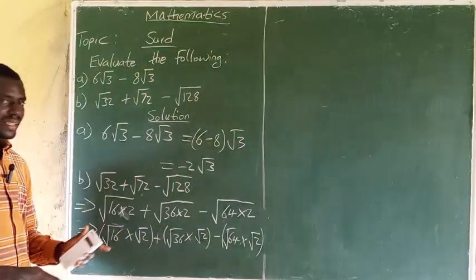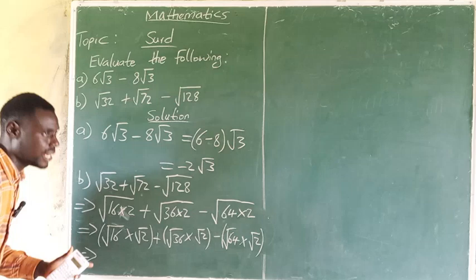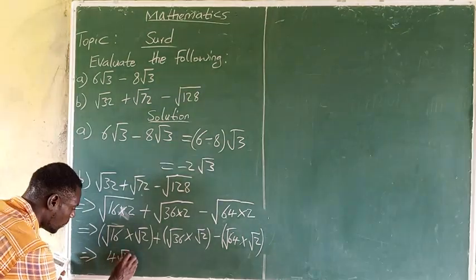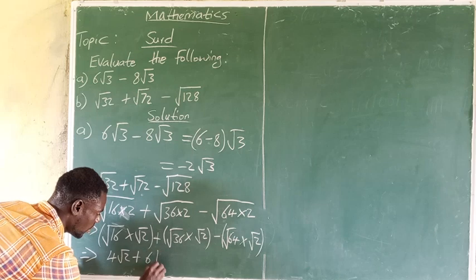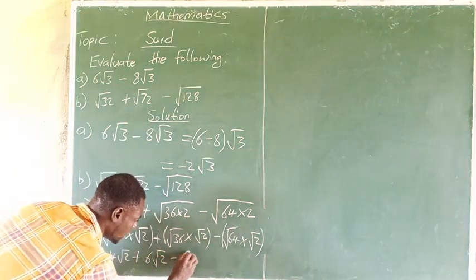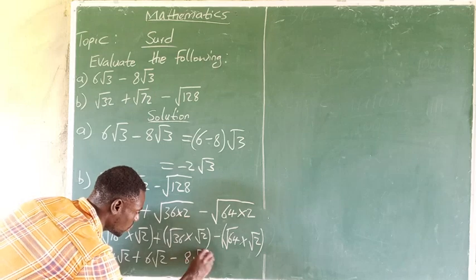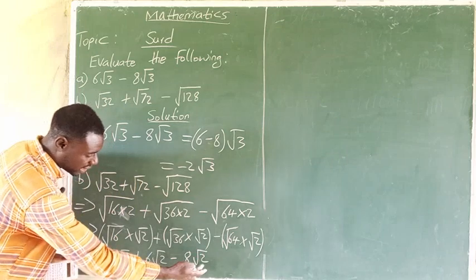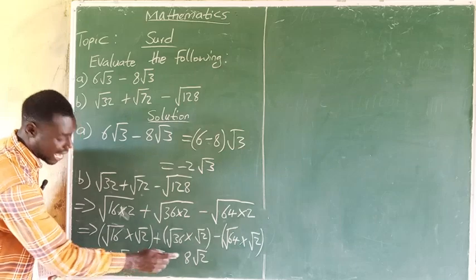Now, observe this. Let's check the perfect squares. The square root of 16 is 4, because 4 times 4 gives 16, so we have 4 root 2. Plus 6 times 6 gives 36, so 6 root 2. Minus 8 times 8 gives 64, so 8 root 2. At this junction, you are able to split it to the lowest root you can get. Now, let us work on the operation, addition and subtraction.